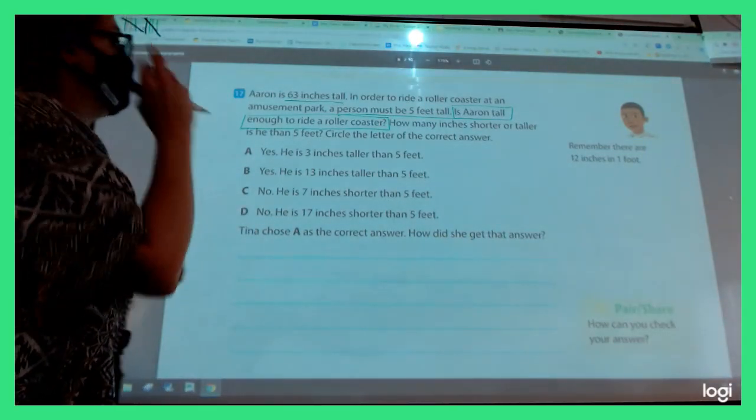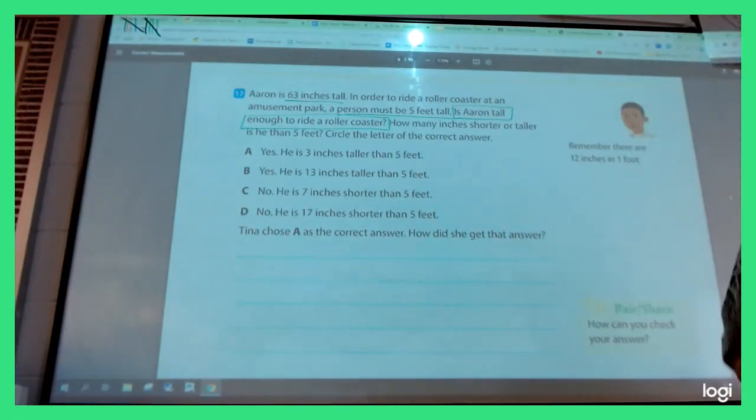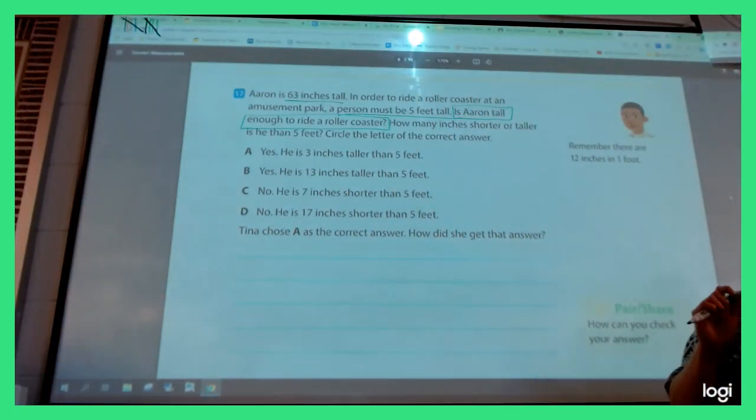All right, he is 63 inches tall. That's important. He needs to be how tall to ride the roller coaster? Angie? 5 feet tall. So our question, is Aaron tall enough to ride the roller coaster? That's our first step. Now we know he needs to be 5 feet tall, but they give us his height in inches. So if he is 63 inches tall, how many feet would that be is what we need to figure out.